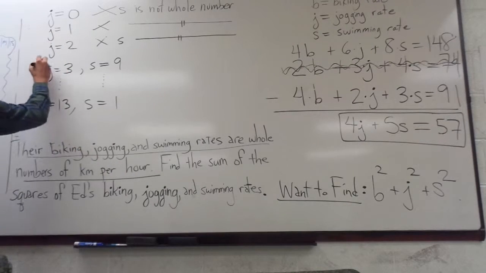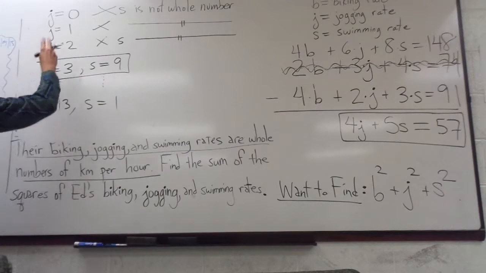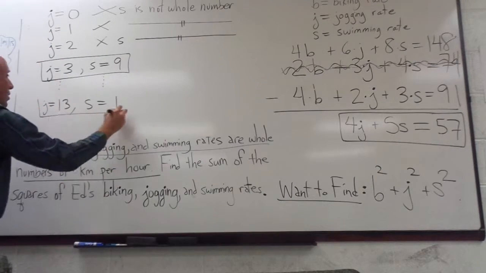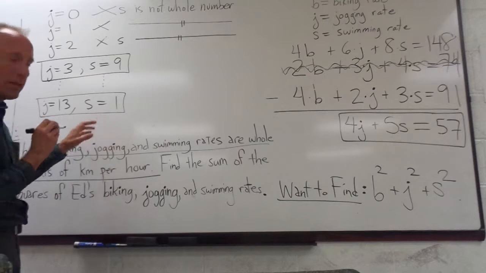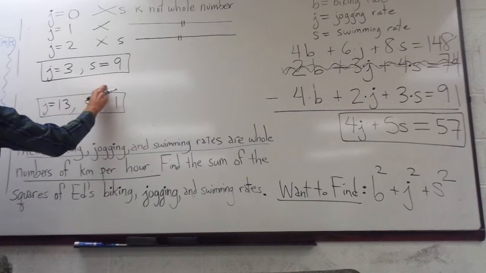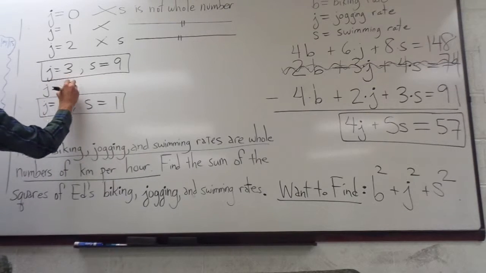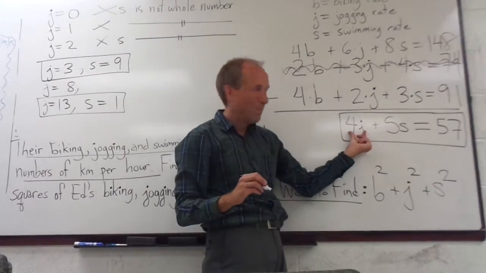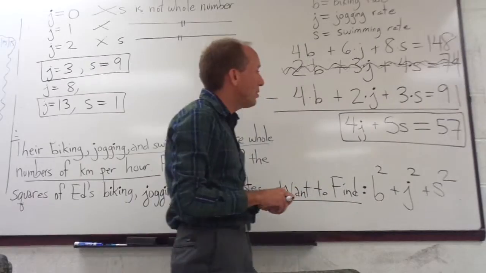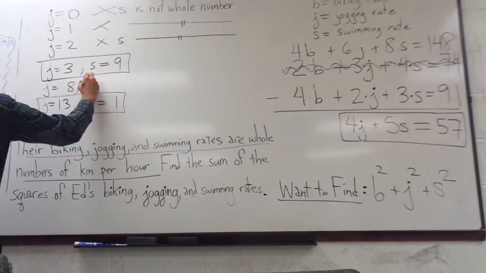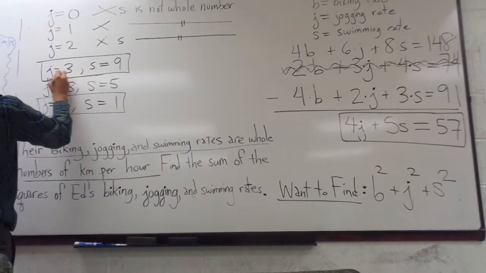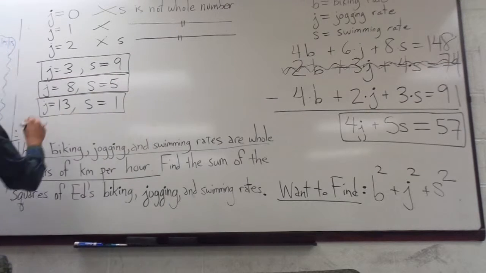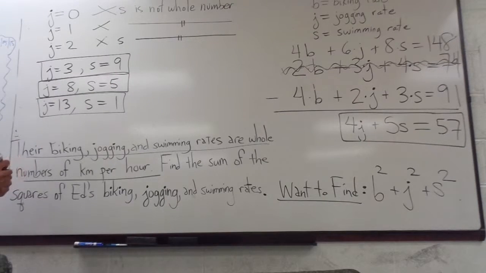So this seems to be okay. Most of the values of j are not going to work, but here's another one that works, and there's actually a third one, which is right in the middle. If j is equal to 8, then we have 32 right here. 57 minus 32 is 25, and s equals 5 would give us a solution. And I'm going to tell you that those are the only ones that work.